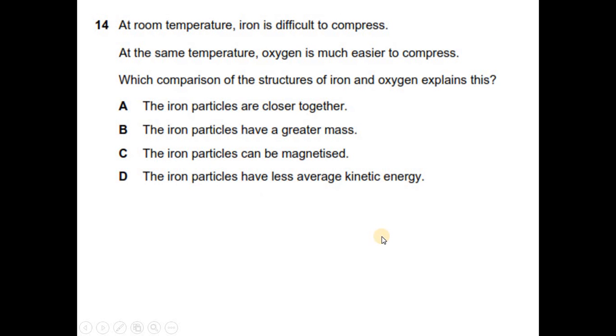Question number 14. At room temperature, iron is difficult to compress. At the same temperature, oxygen is much easier to compress. Which comparison of the structures of iron and oxygen explains this? It's all about compression of two different materials, two different states. Iron is solid, and oxygen is gas, because they are at the same temperature, or the room temperature. Room temperature, iron is solid and oxygen gas.